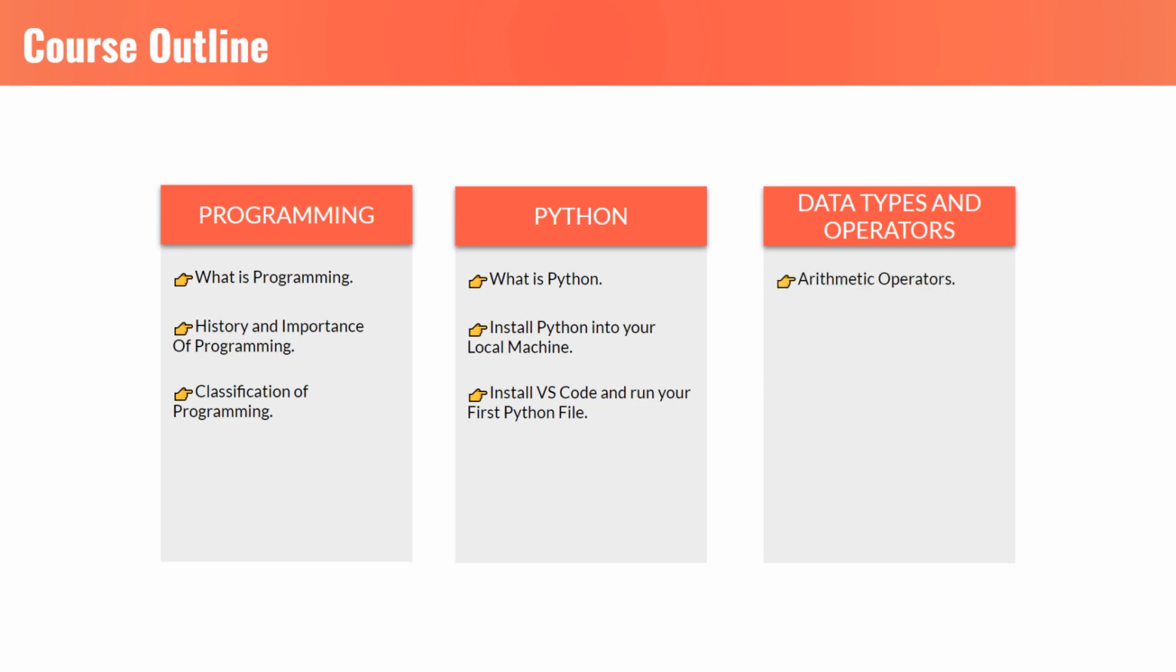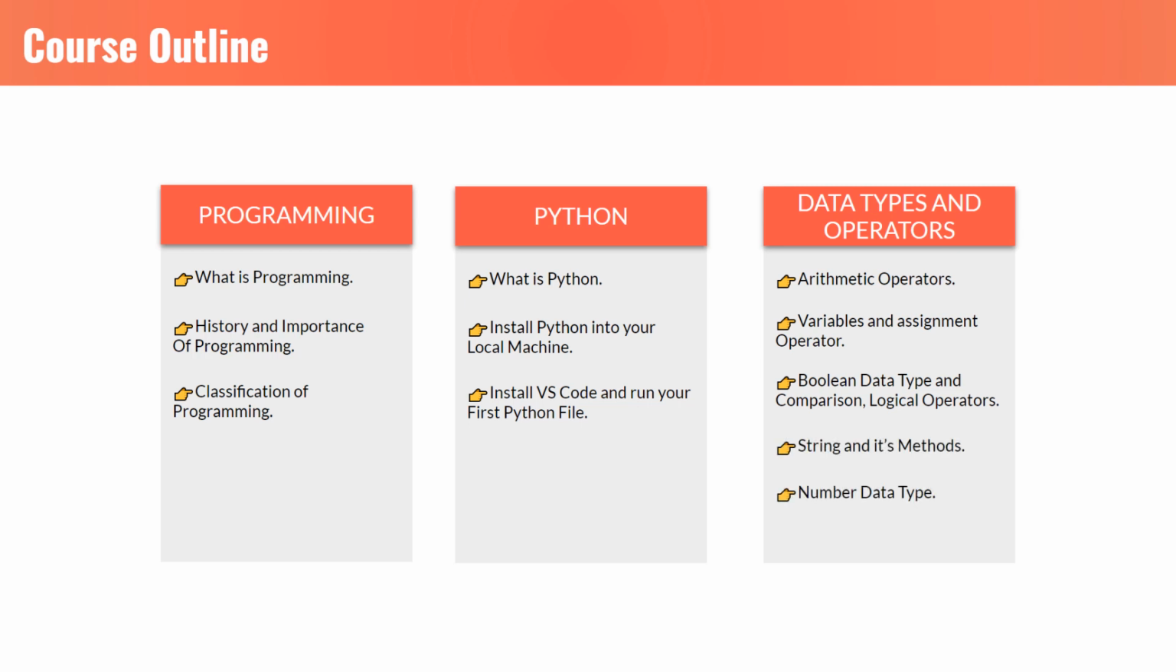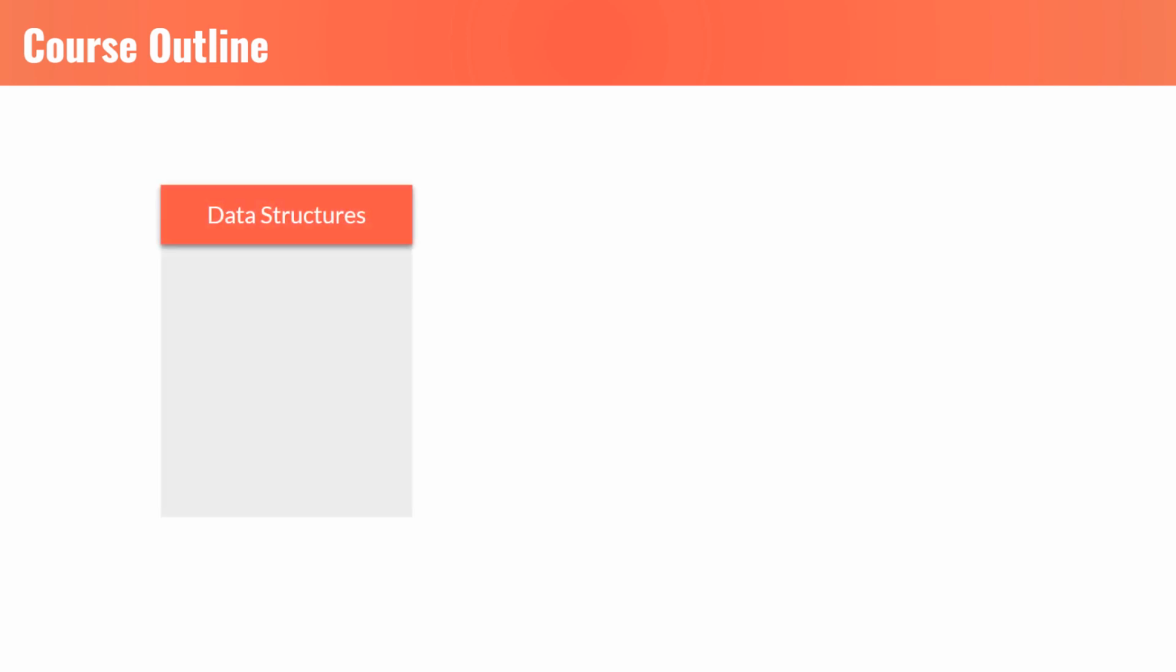Here you will know about arithmetic operators, variables and assignment operators, Boolean data types and comparison and logical operators, strings and its methods, number data type, and type conversion. After that, you will know about the data structures in Python. Here we'll talk about lists and its methods, mutability and ordered sequence, sets and tuples, and dictionary data structure.